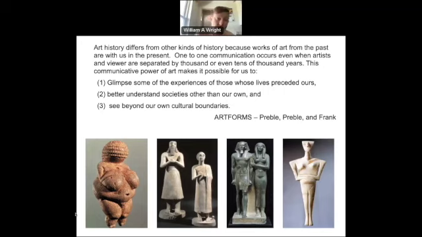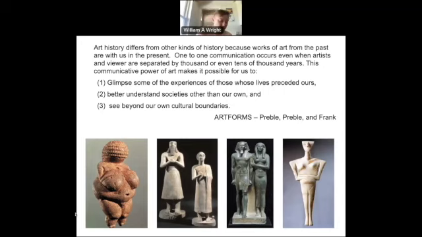This speaks to the communicative power of art and makes it possible for us to glimpse some of the experiences of those that lived before us, even again, if we don't understand them. It helps us better understand societies other than our own, because not only will we understand historical societies that built our own, we'll understand the historical societies that were different from our own.